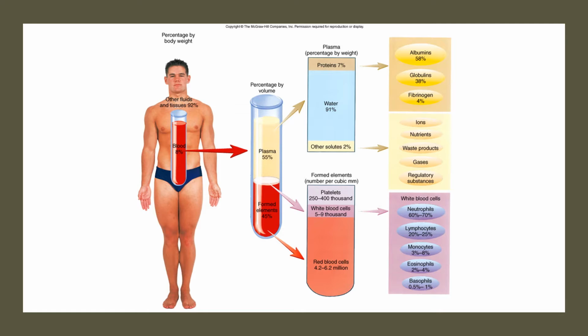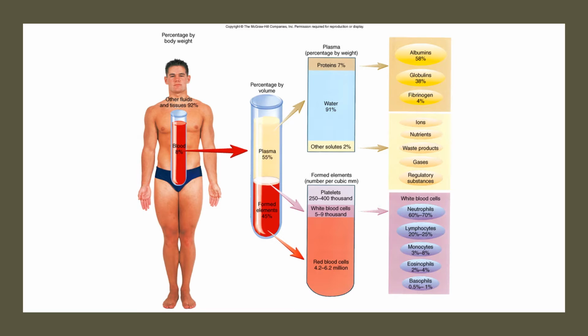So by computing the percentage of blood based on your body weight and all other fluids and tissues found in your body, the blood is around 8% of your body weight, and other fluids are 92%. For you to be able to segregate the components of your blood, you can draw blood from your body and check the percentage by volume of its components.